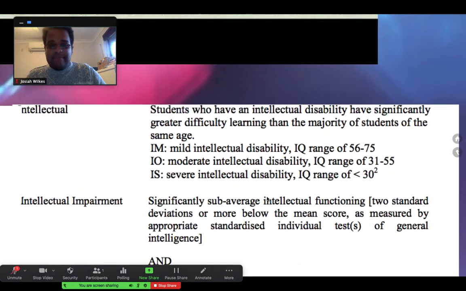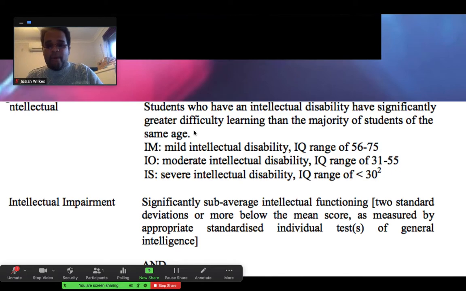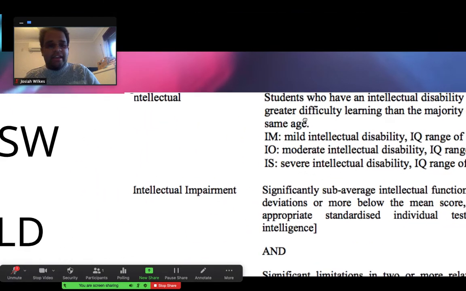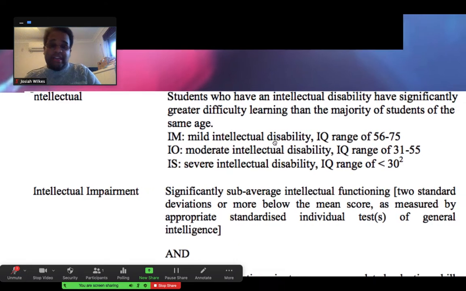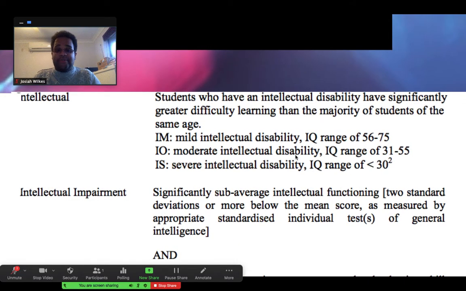So to give you an example, in New South Wales, intellectual disability is defined by an IQ. You do an IQ test with a psychologist, and depending on your score, you get a type of intellectual disability. Mild is 56 to 75, moderate is 31 to 55, and if you've got a severe intellectual disability, you're lower than 30. That's New South Wales, which is very medicalised.